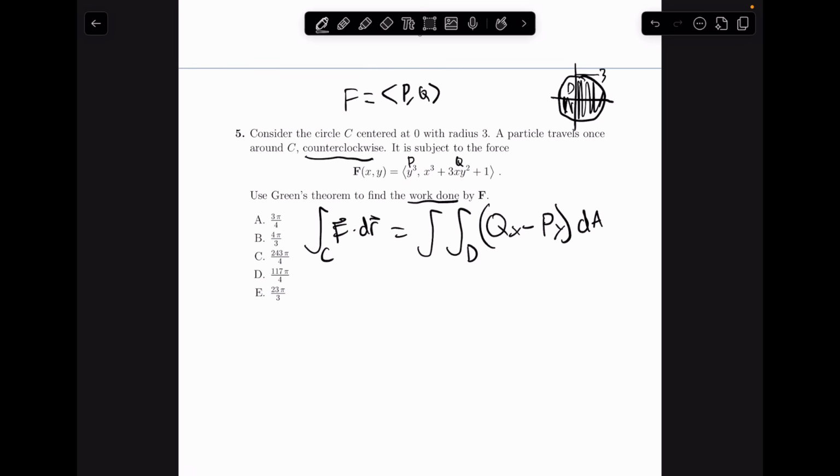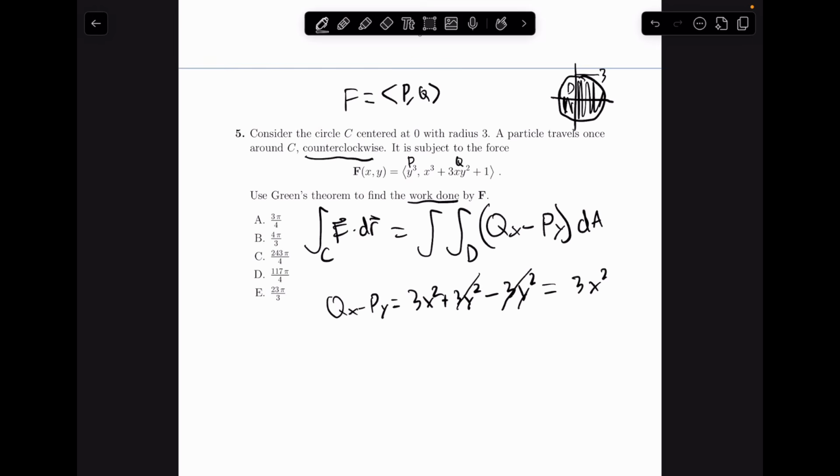Okay. So we can find that Qx minus Py. Qx is going to be 3x squared plus 3y squared minus Py, which is 3y squared. So that actually means this all cancels out, so we're just left with 3x squared.